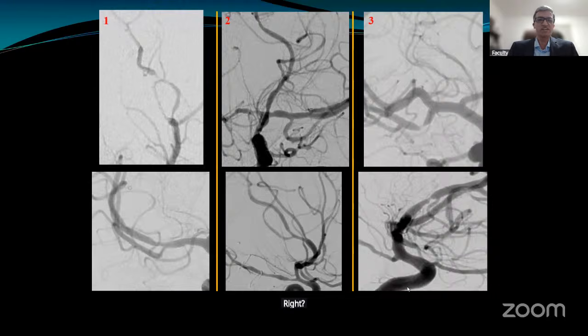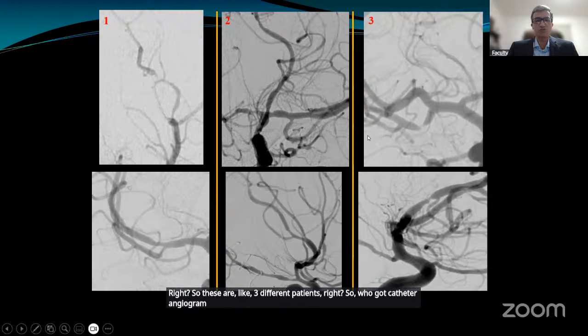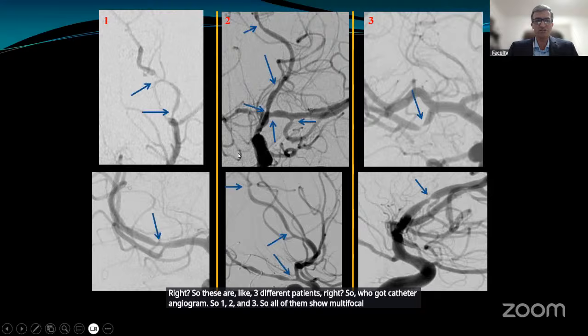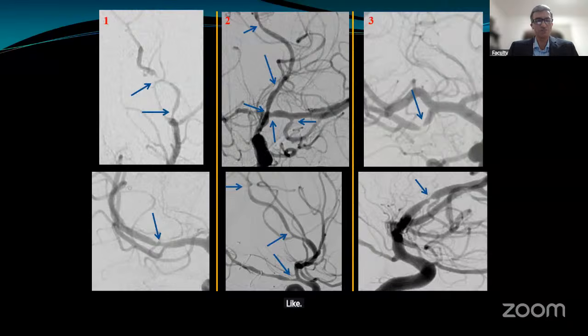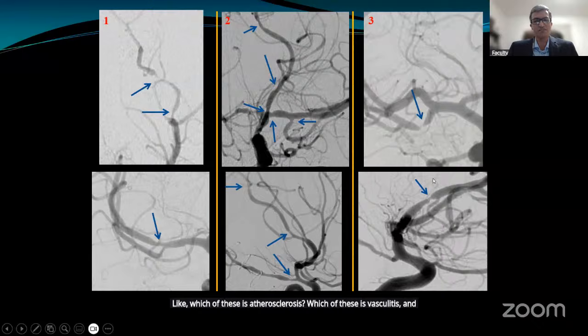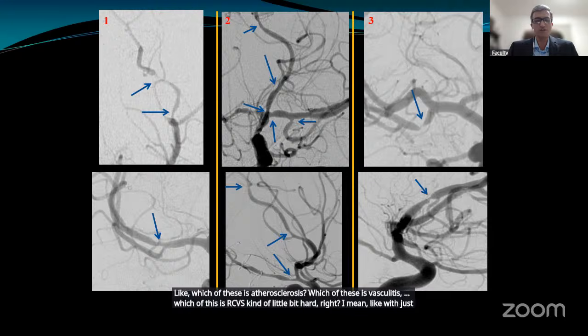So these are three different patients, right, who got a catheter angiogram. So 1, 2, and 3. All of them show multifocal intracranial stenosis here. Can we say, just based on this catheter angiogram, which is considered the gold standard for luminal imaging, which of these is atherosclerosis, which is vasculitis, and which is RCVS? It's a little bit hard, right? With just luminal imaging, there's no way you can tell.